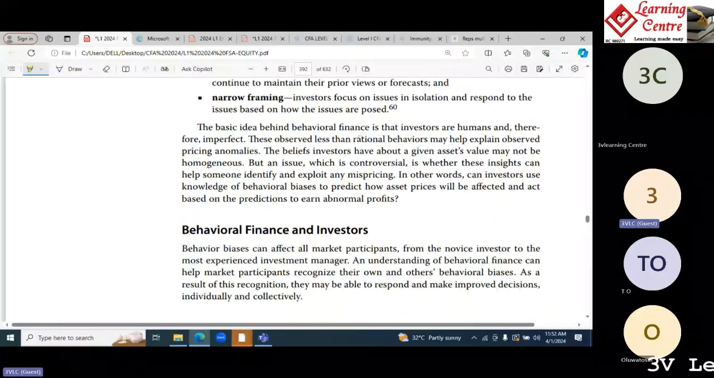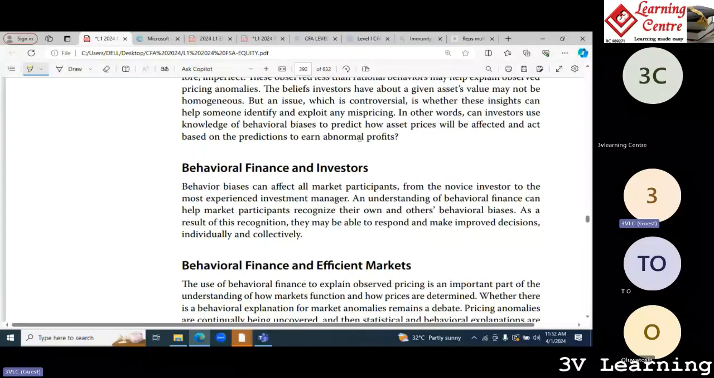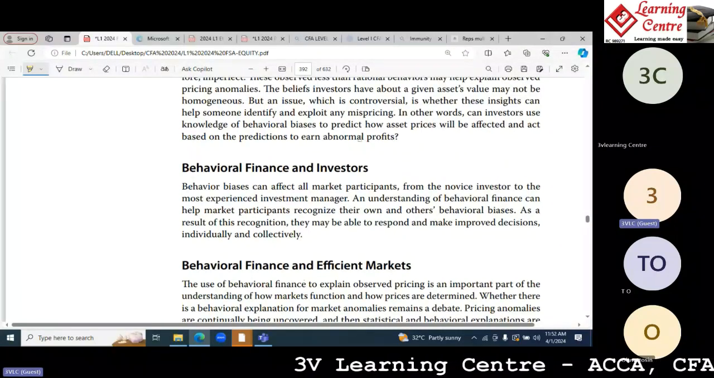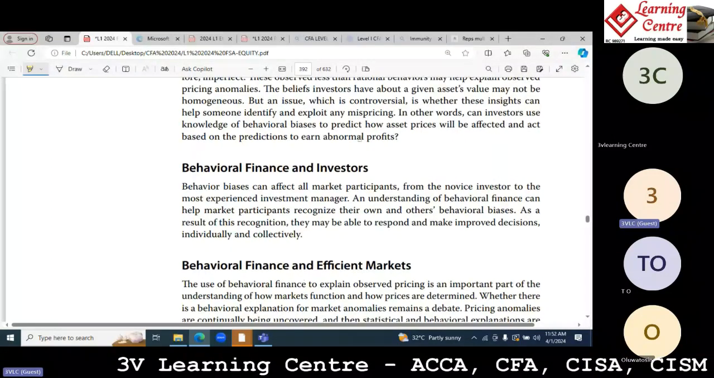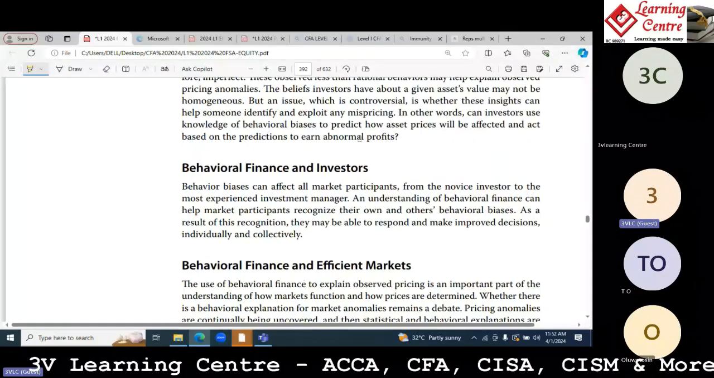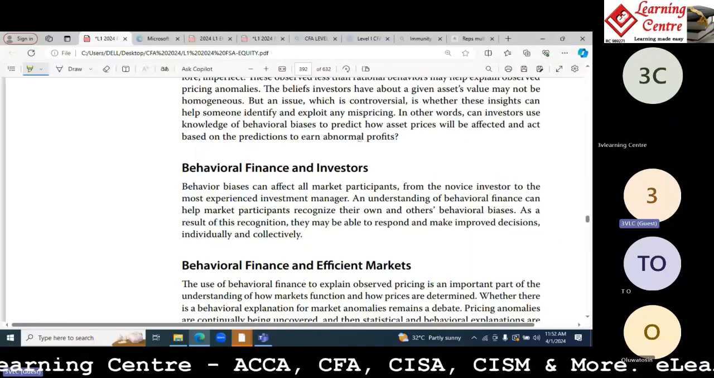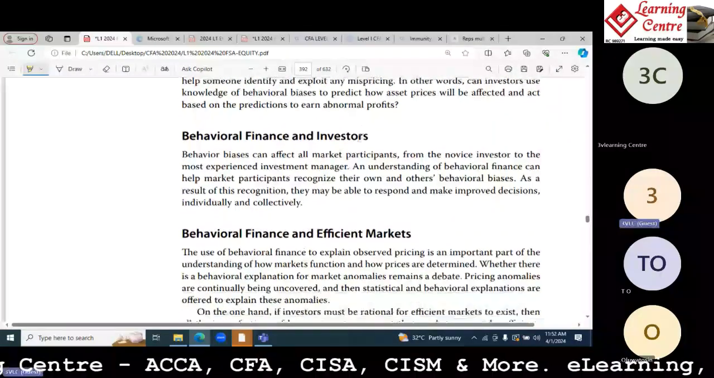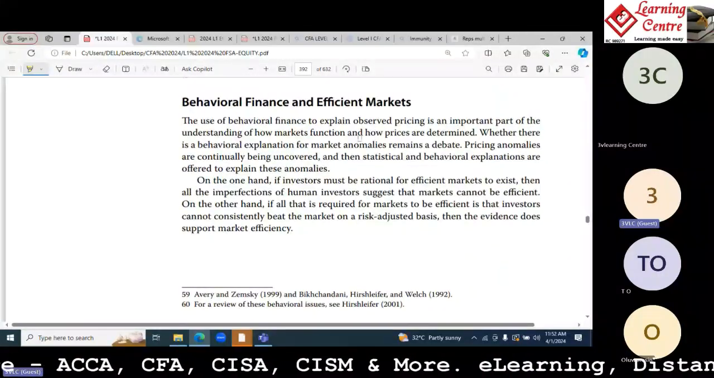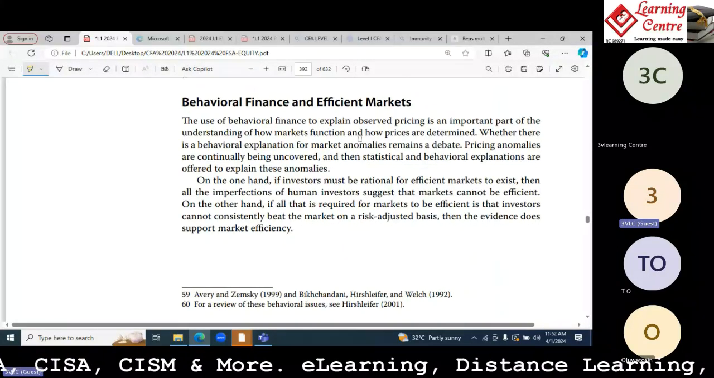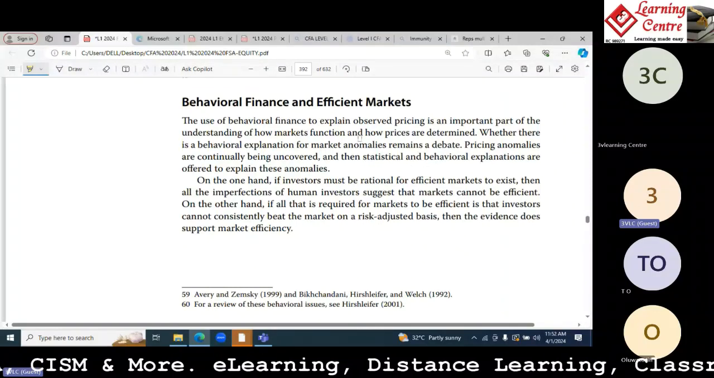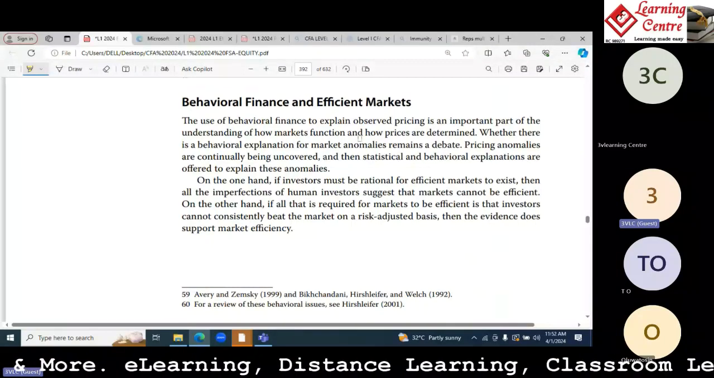So behavioral finance and investors, very significant. Behavioral biases affect investors in how they make their investment decisions. An understanding of behavioral finance can help market participants recognize their own and other people's biases, such that it helps you to make informed investment decisions. The use of behavioral finance to explain observed pricing is an important part of understanding how markets function and how prices are determined.